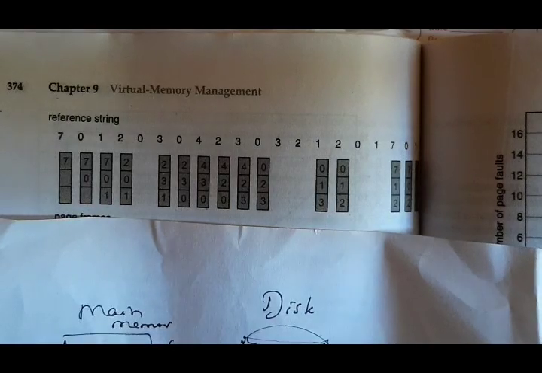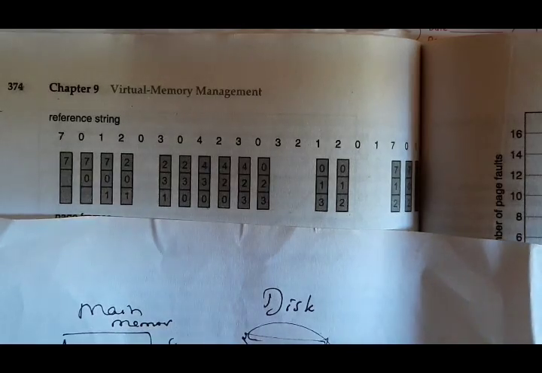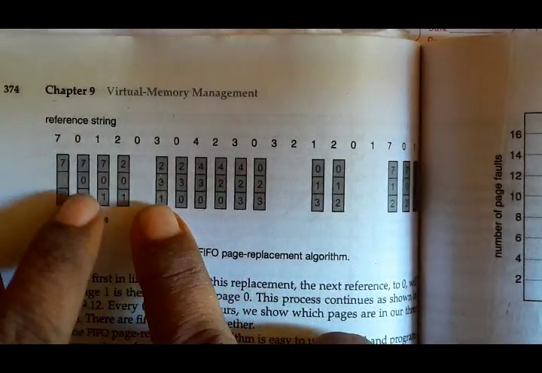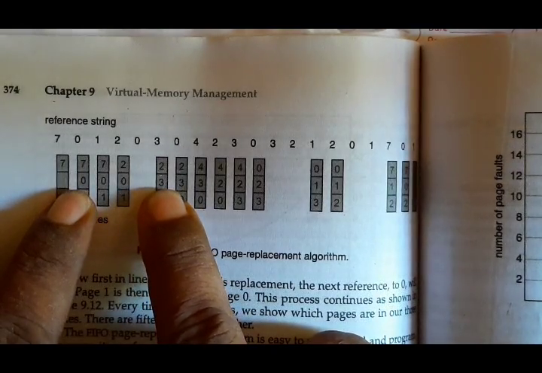Transferring from main memory to disk is called swap out. Transferring from disk to main memory is called swap in. Clear, no? We just exchange. So in place of 0, 3 comes here. So 3 is placed here.